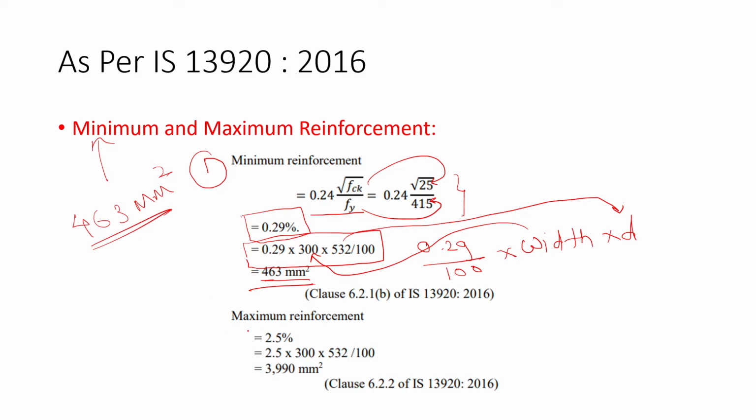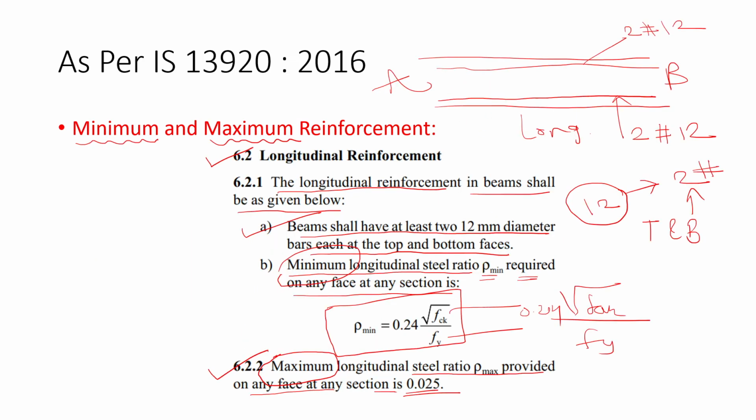Now maximum reinforcement is simple, 2.5% or 0.025. Again, this is the width, this is the depth, and this 100 is because of the percentage sign, 2.5%. So that is coming out to be, here I have calculated, 3990 mm square. So maximum is 3990 mm square. Let's see what we are getting.